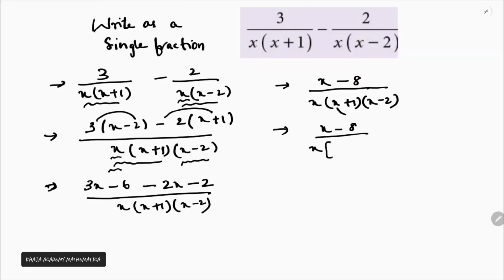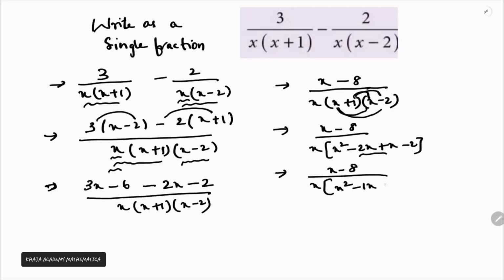So x into, if you multiply this, x into x is x square, and x into minus 2 is minus 2x, then 1 into x is x, 1 into minus 2 is minus 2. So x minus 8 by x into x square minus 2x plus x is minus x, minus 2. So again if you multiply x minus 8 by x into x square, x cube, x into minus x square, you can just write x square, minus 2x.